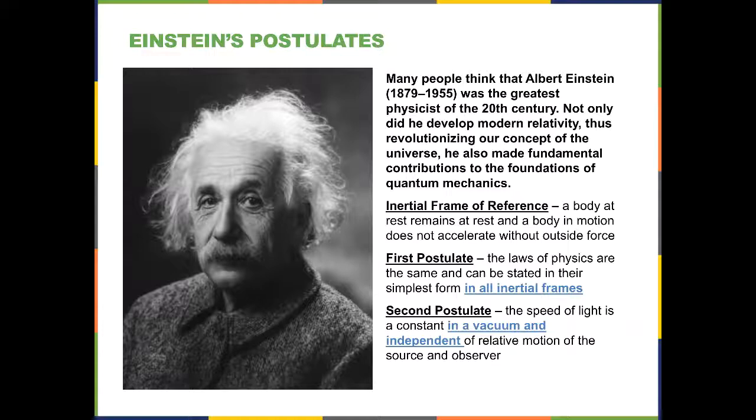His second postulate stated that the speed of light is constant in a vacuum and independent of the relative motion of both the source and the observer. Now this is basically restating what was shown in the Michelson-Morley experiment, but reaffirming it as being true. And once he started with those two postulates, everything else that we will talk about mathematically is derived from these first two postulates.